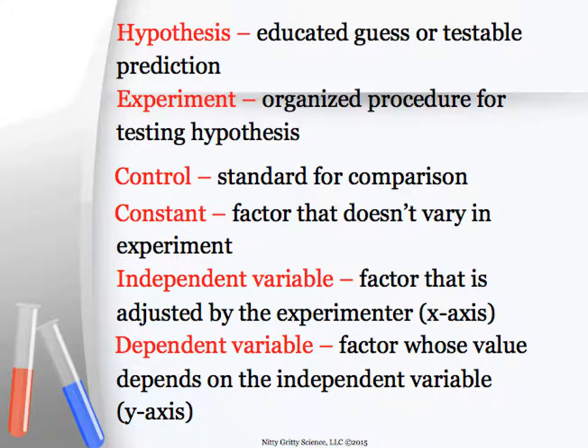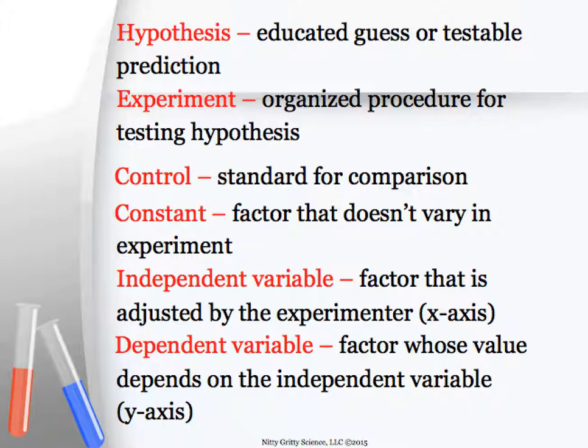The constant is a factor that doesn't vary in an experiment. So it's not going to change. If you were doing the plant experiment there, you would use the same amount of liquid. You would put all of the plants in the same amount of sunlight. These are constants. They're not changing. The independent variable then in your experiment is the factor that is adjusted by the experiment. You change this variable. This is the liquid that you're changing. You change it. It's the independent variable.